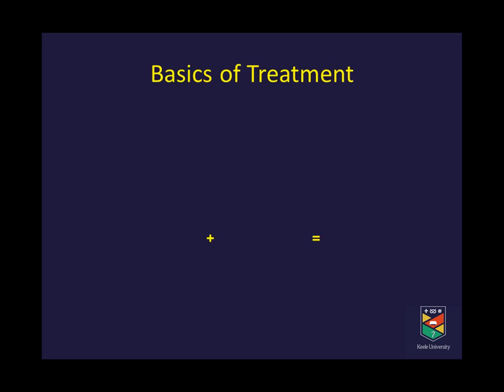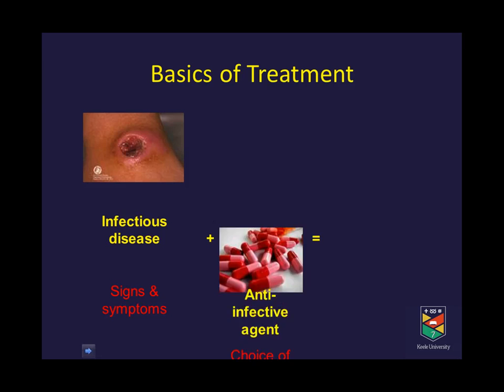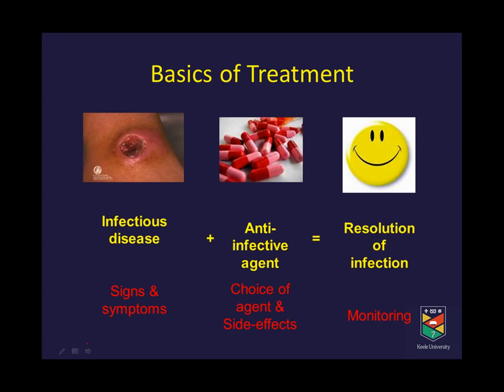So the actual state of someone's immune system is something that you need to know about the patient. If we look at it in a really basic way, if you have an infectious disease, you give them an anti-infective agent. Bear in mind you want to choose an anti-infective agent that will treat the disease. Bear in mind you don't want too many side effects with that, and hopefully that should resolve the infection. But we have to monitor patients afterwards.